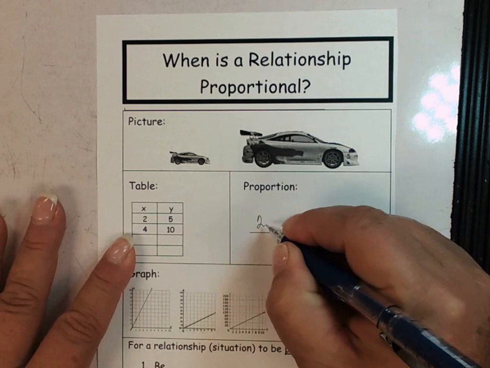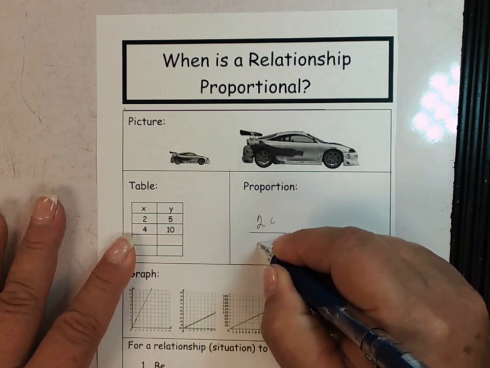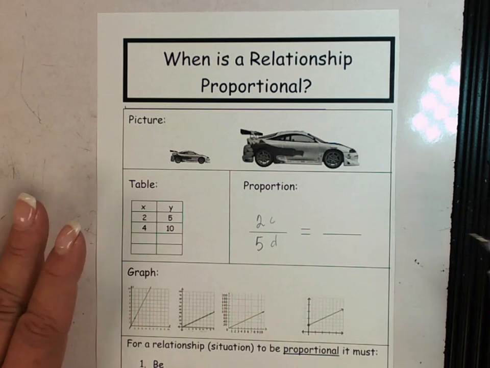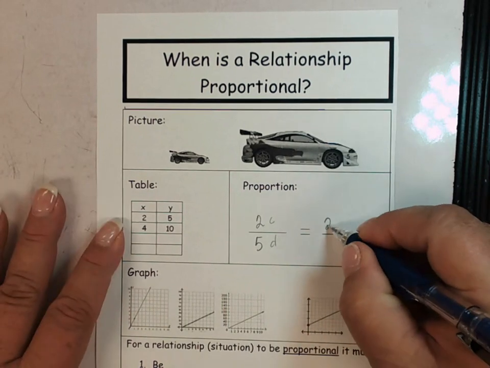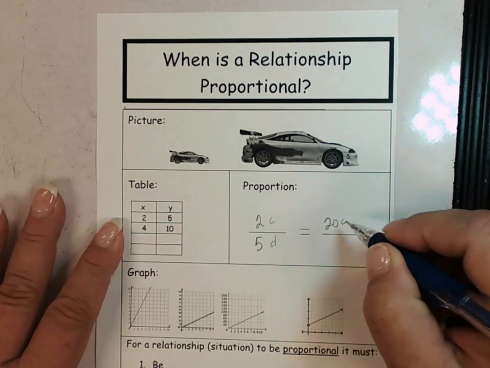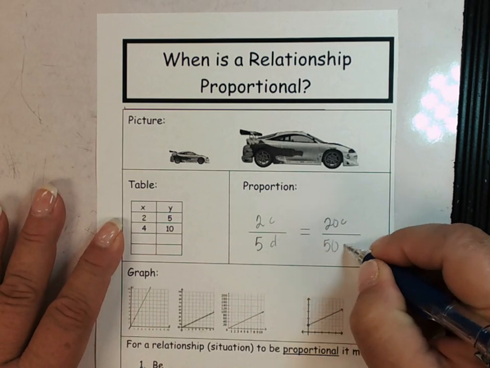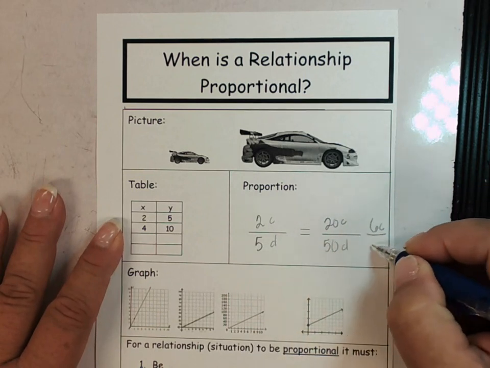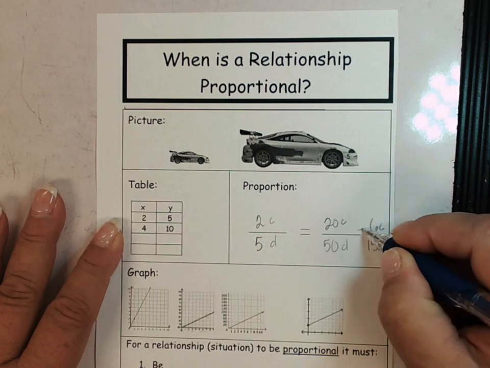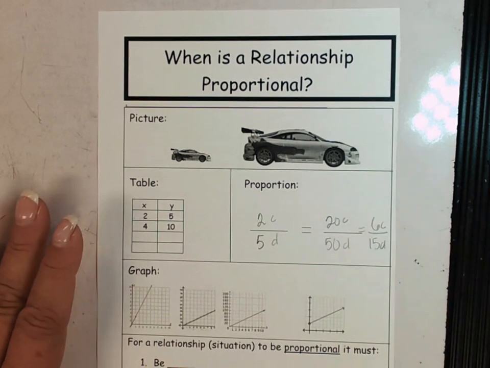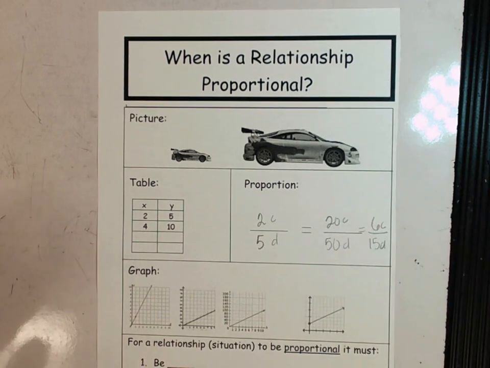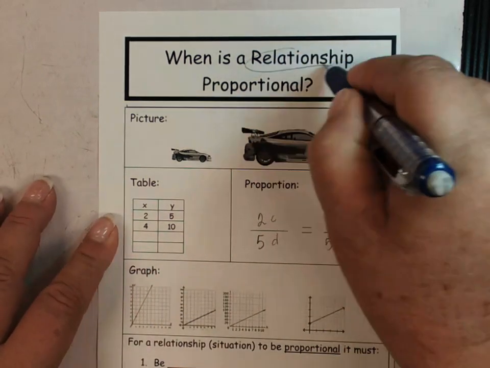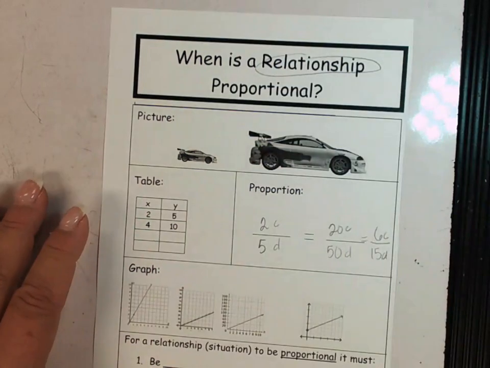Let's say that there's two cats for every five dogs. We're going to make an equal ratio, so maybe we have 20 cats and 50 dogs. Maybe we have six cats, 15 dogs. We can make all these ratios that are equal, and those are called proportions. So we're looking at what a proportional relationship looks like in a whole situation.